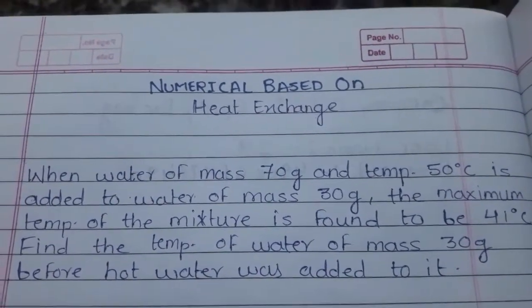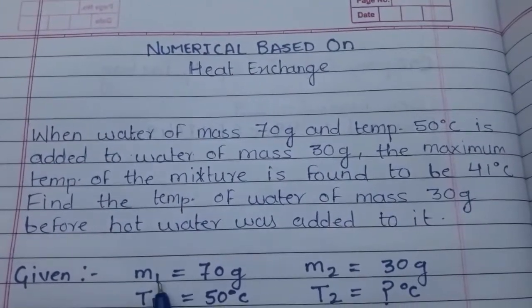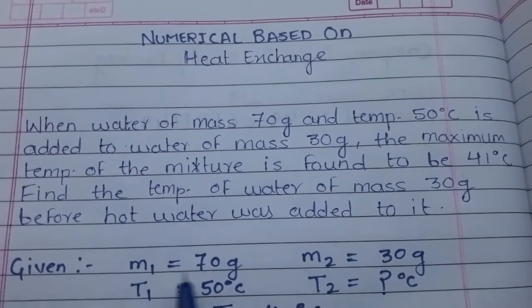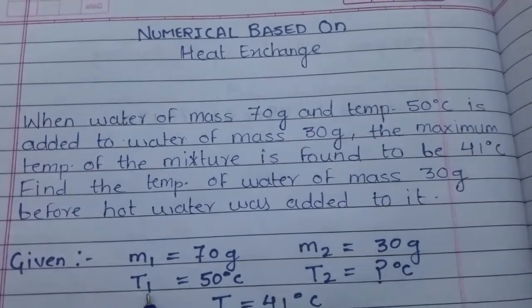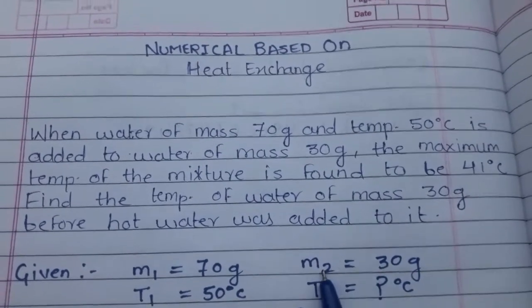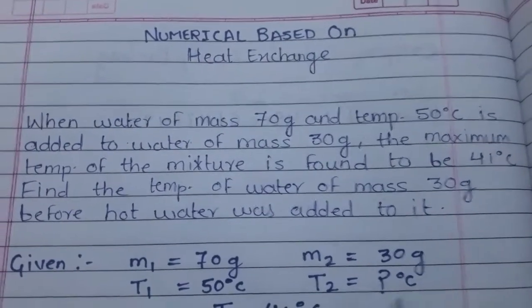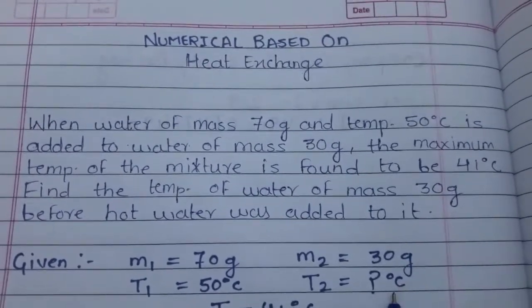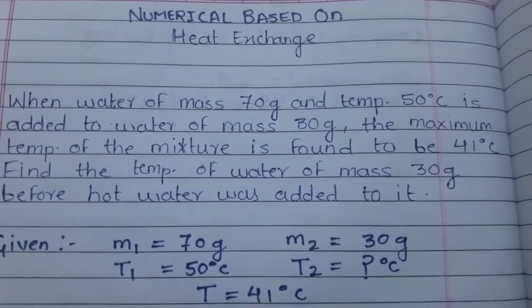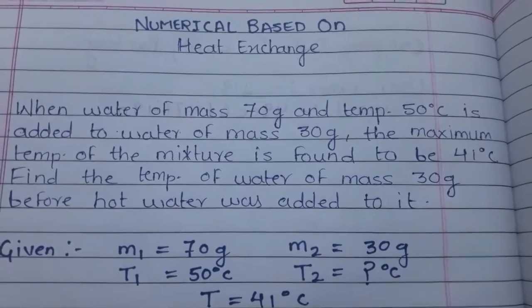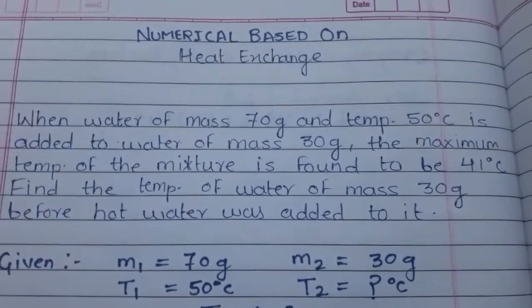So for such questions, first of all we will write what is given in the question. We are given mass 1, that means quantity 1 of water, is 70 gram, and this water carries the temperature of 50 degrees Celsius. The second quantity of water is 30 gram, and we don't know the temperature of this water, and we need to find it for this particular question. All right, and we are given the final temperature, that means the temperature of the mixture after mixing the two waters, which is 41 degrees Celsius. So let's see how we can find the answer to such questions.